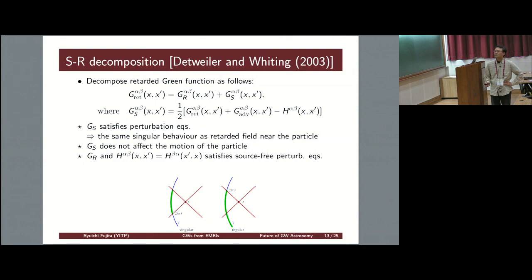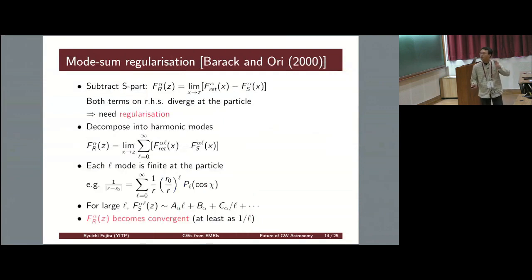Now the important thing is that G^S satisfies the perturbation equation. That means G^S must have the same singular behavior as the retarded Green function near the particle, and G^S does not affect the motion of the particle. Then G^R and this symmetric tensor satisfy the source-free perturbation equation. That means it is maybe easier than solving the homogeneous solution of the perturbation equation, such as the Regge-Wheeler equation or the Teukolsky equation.